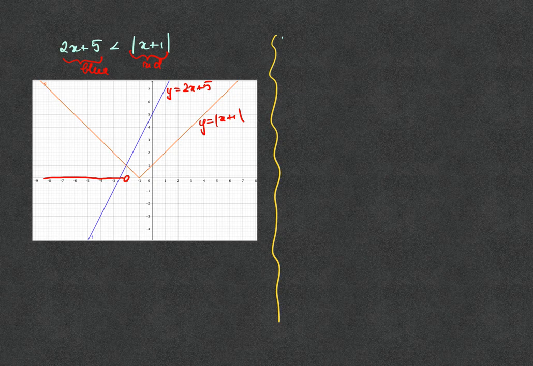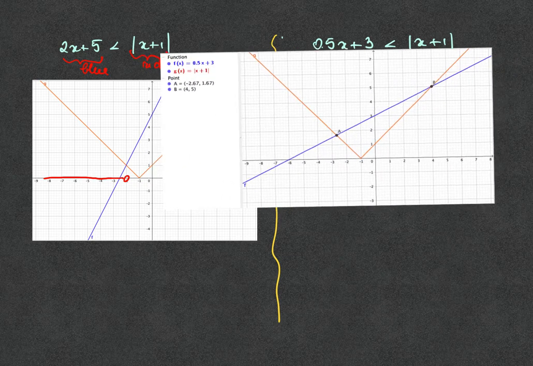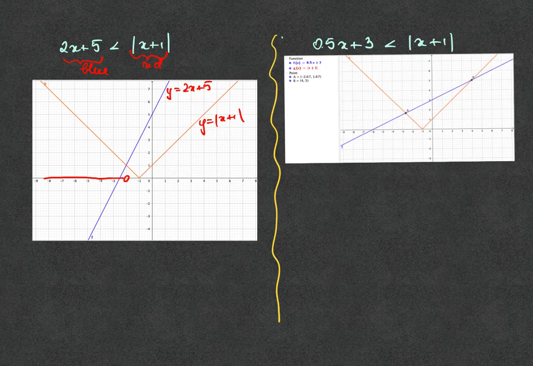And see, with linear expressions, if you are fluent with drawing the graph, solving inequations is easier with linear expressions. Let me change a bit the question, and let's look at 0.5x plus 3 smaller than absolute value of x plus 1. As you can see, I chose 0.5 to change the slope of this line and make it a bit closer to the horizontal so that it will intersect twice the second function. And this is how the graph looks like.